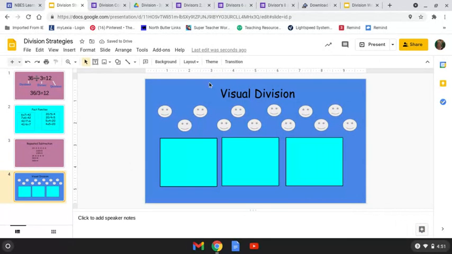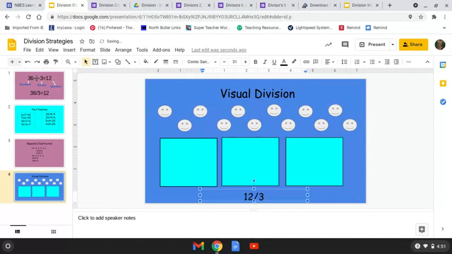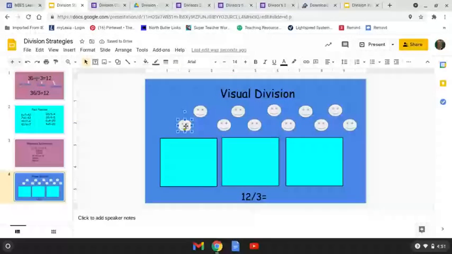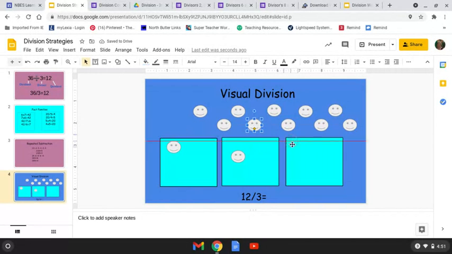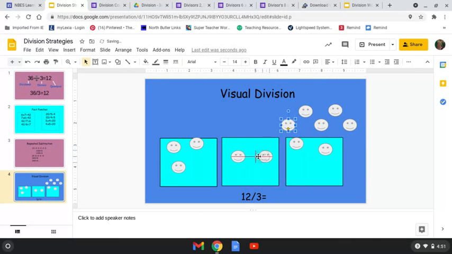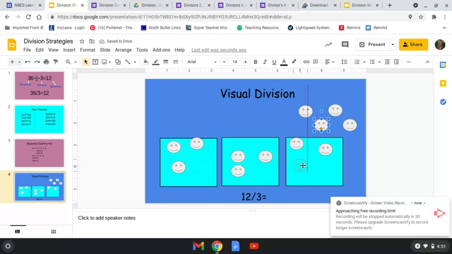Okay. And the last thing is visual division, taking a large amount and splitting it up into equal groups. Let's say we've got 12 smiley faces and we want to divide them into 3 equal groups. It would look like this: 12 divided by 3 equals. What we're going to do is split this up into 3 equal groups. Put one there, one there, and put one there. Keep going, splitting those up into 3 equal groups. I had 12 total smiley faces, splitting them up into 3 equal groups. And I'm sure by now you can predict that I'm going to have 4 in each group.